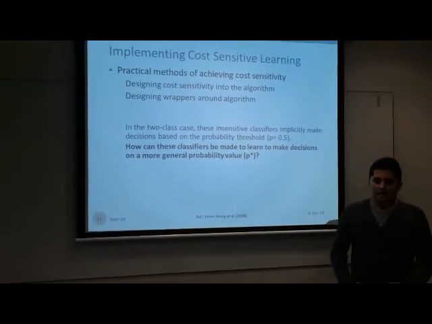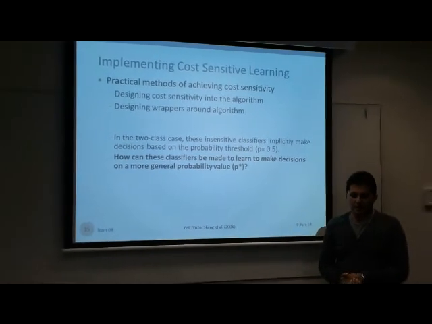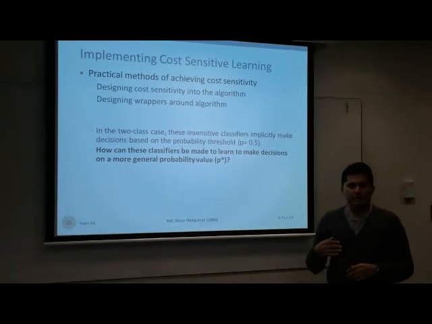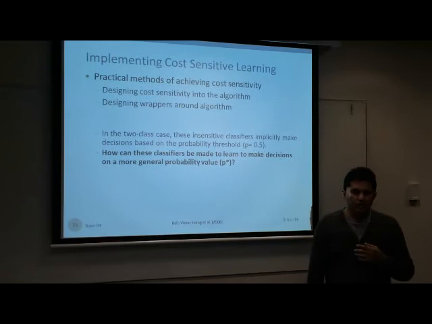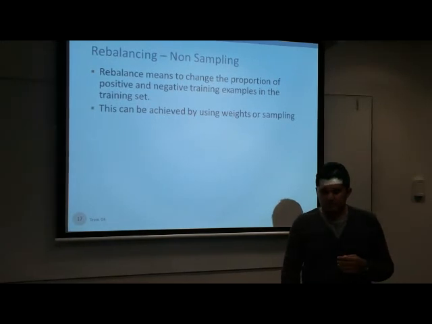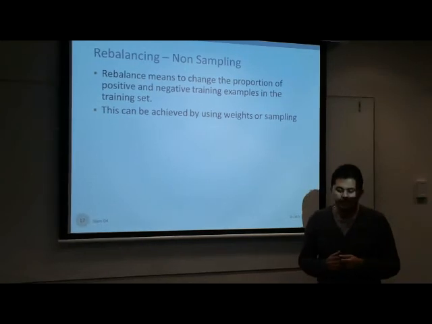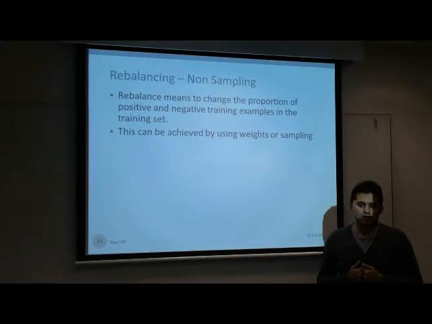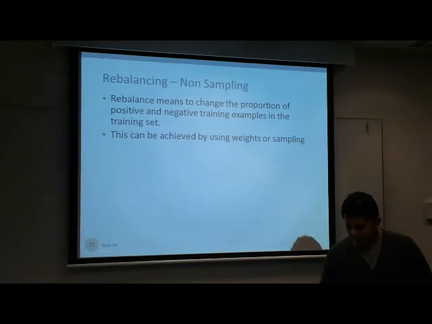Thank you. In this next part, we will see how classifiers can be made to actually make decisions based on a more general probability value, or the threshold value. The author discusses how cost sensitivity is achieved by rebalancing. Rebalancing is the process of changing the proportion of positive and negative training examples in the training set. He proposes two methods: one is non-sampling and the other is sampling. Under the non-sampling method, he uses weights, and under the sampling method, obviously, he uses sampling.